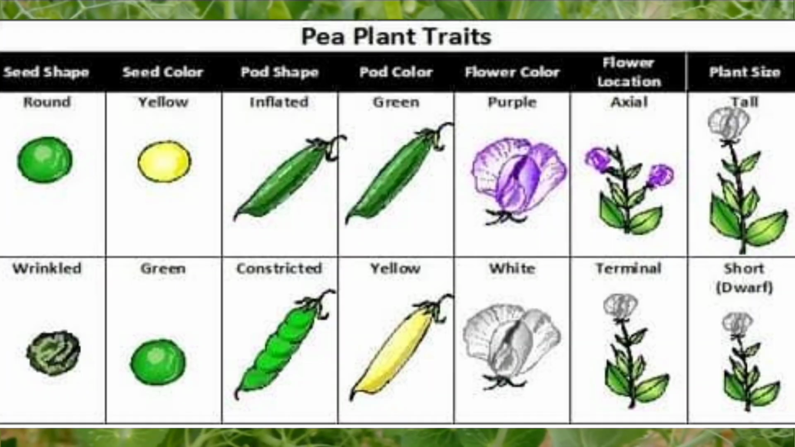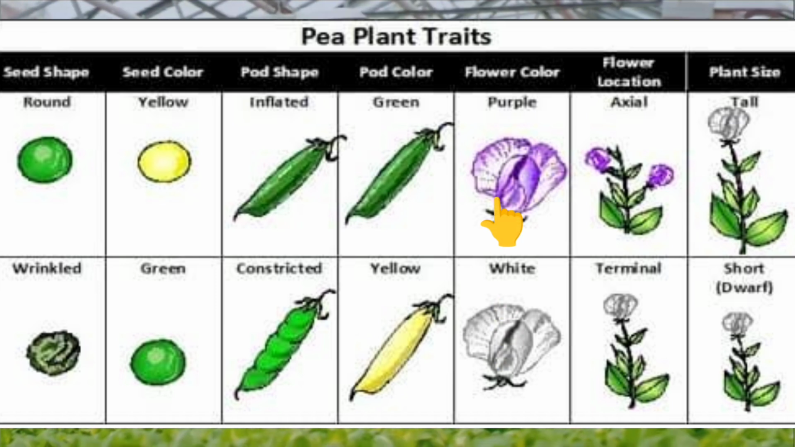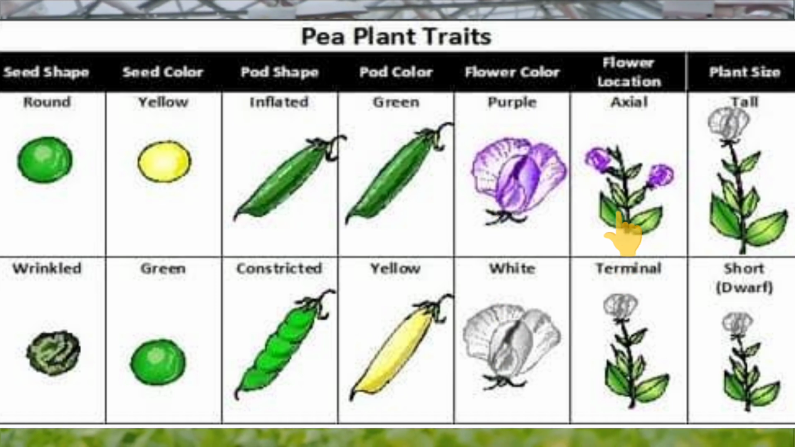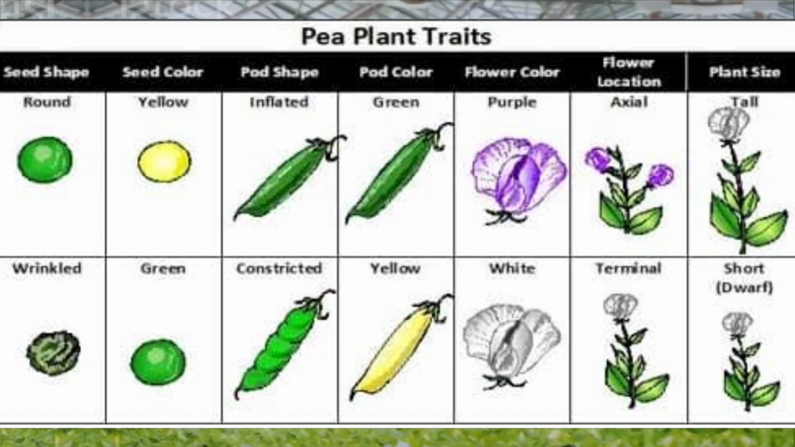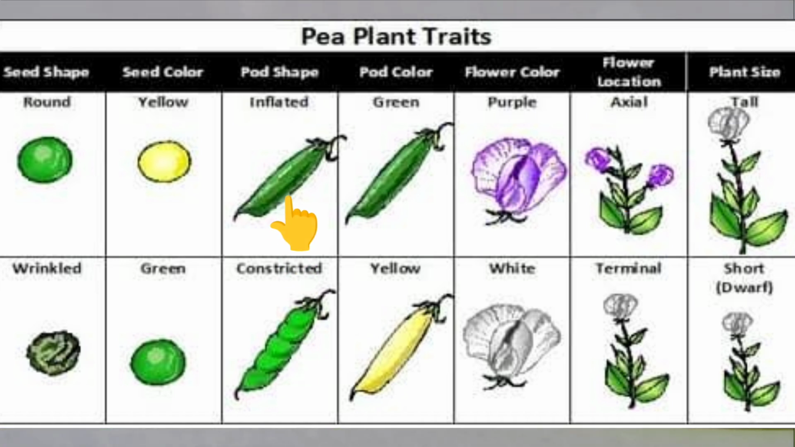For instance, seed shape could be either round or wrinkled, while seed color could be yellow or green. Flower color varied between purple and white, and flower position was either axial or terminal. Pod shape was either inflated or constricted, and pod color was green or yellow. Lastly, stem length could either be tall or dwarf.